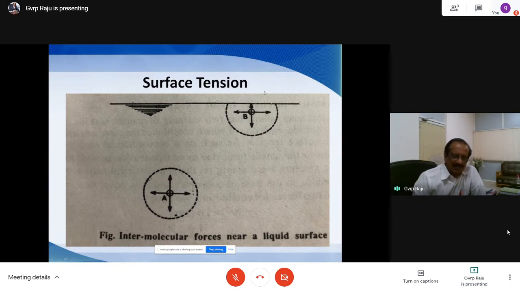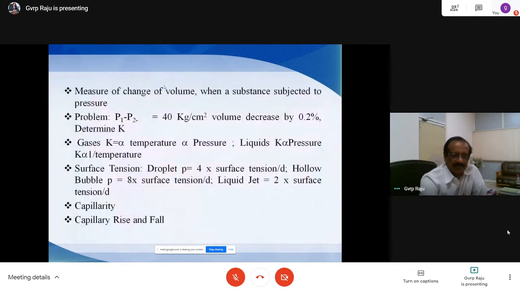So now we can define the surface tension. It is the force required to maintain unit length of film in equilibrium at the surface. I hope it is clear. Two to three students have again asked me about surface tension.